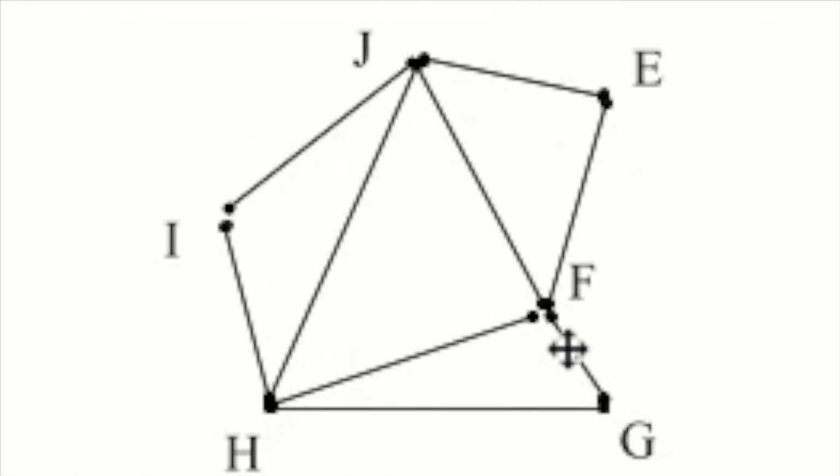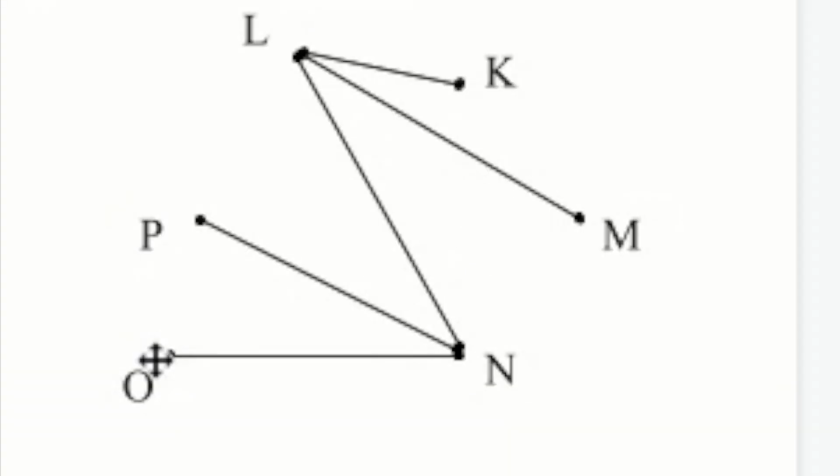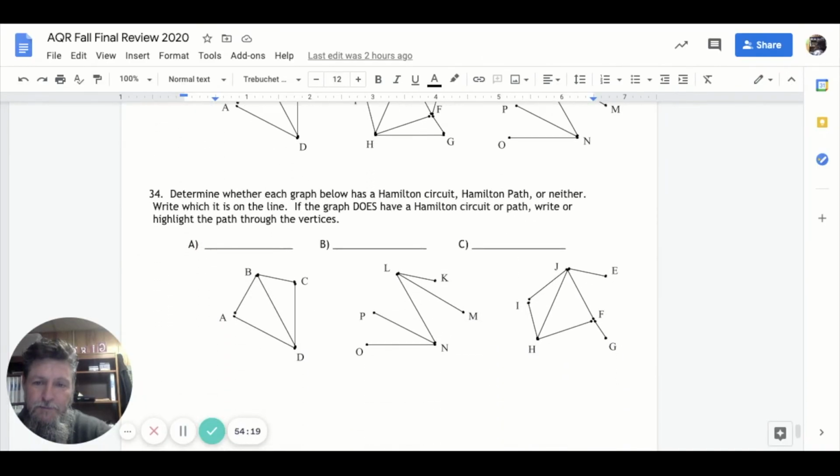I, H, G, F, H, J, F, E, J, I. Just one example. How about this one? O is 1, P is 1, M is 1, K is 1. L is 3, N is 3. Guess what? Neither an Euler circuit nor an Euler path exists.